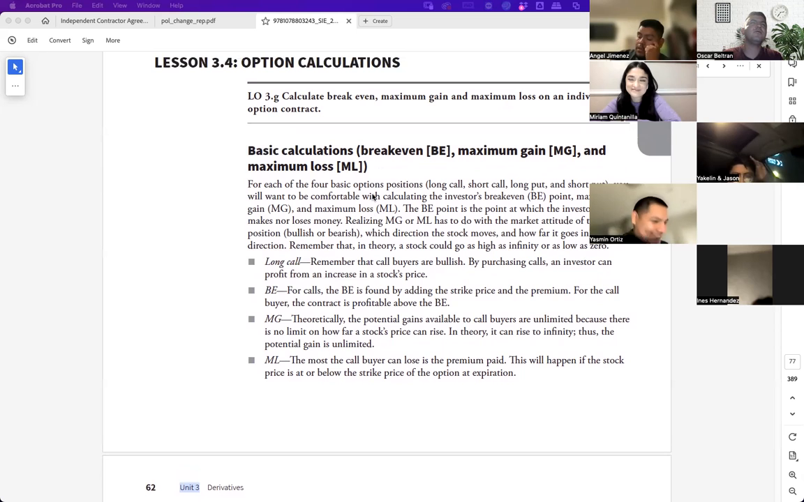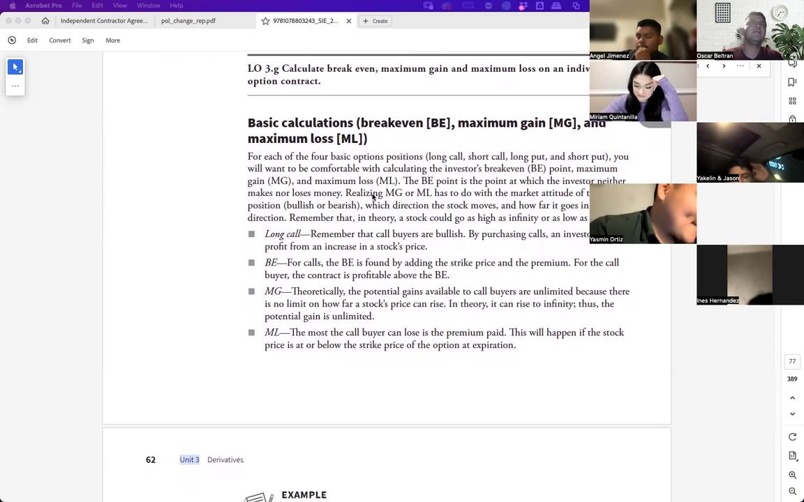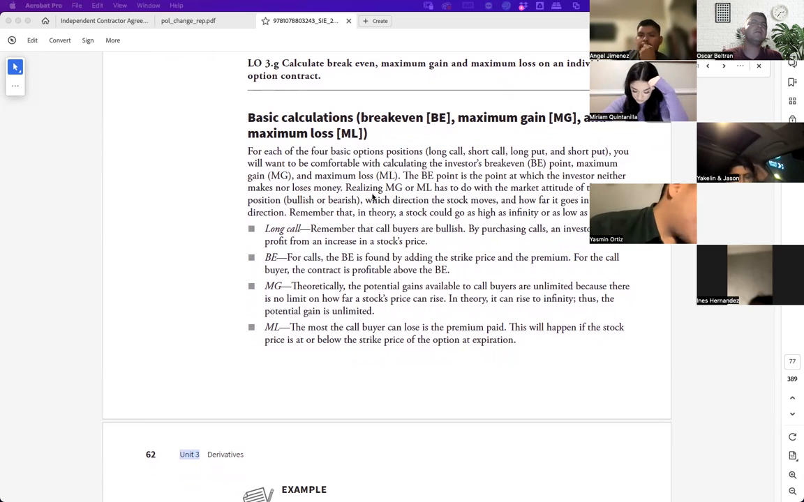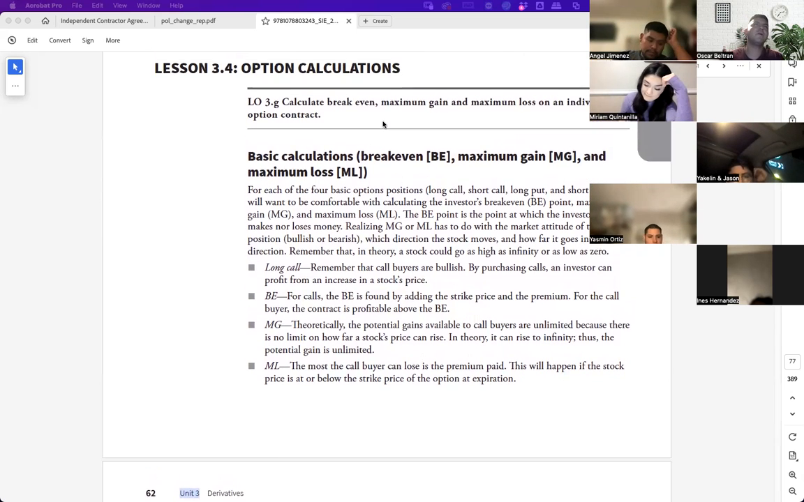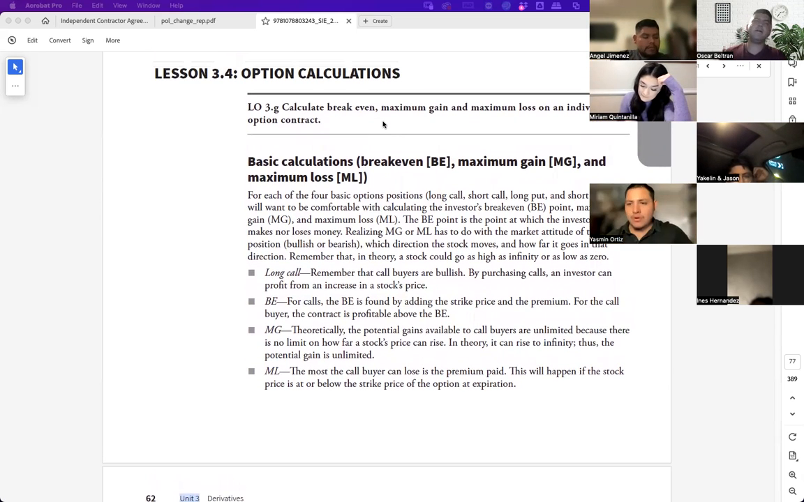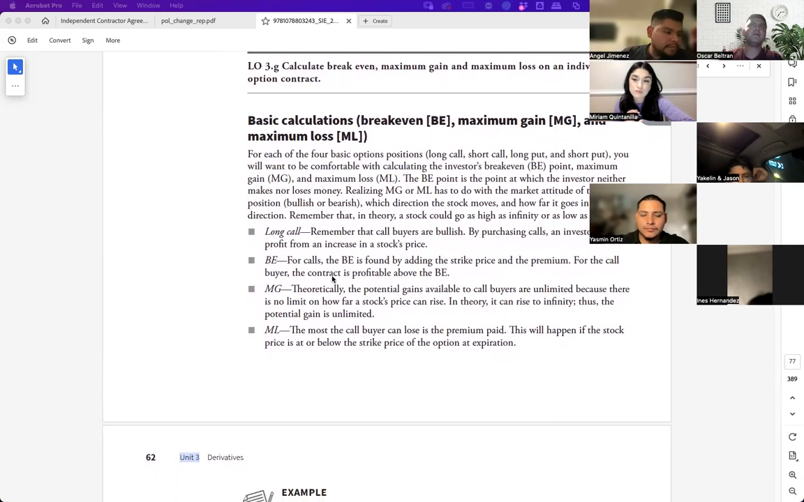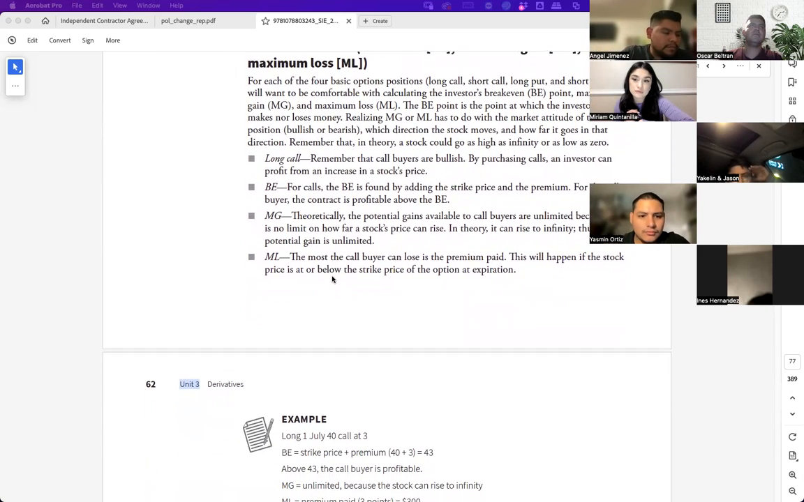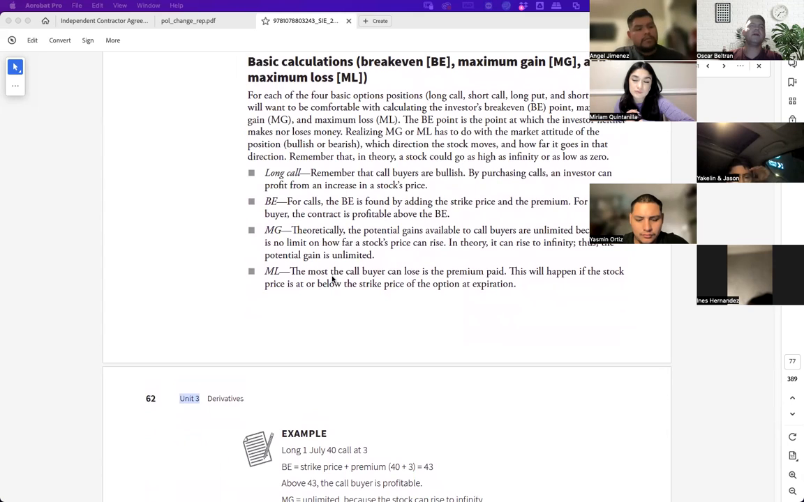All right, cool. And then here we have option calculations. So this right here looks at the break-even point, the maximum gain, and the maximum loss. Once again, when it comes to this kind of stuff, we want to look at the big picture, the concept behind it. Let me skip a little down here so I can get a little bit of everything. There it is. All right, cool. Let's get the pen. We're almost done.